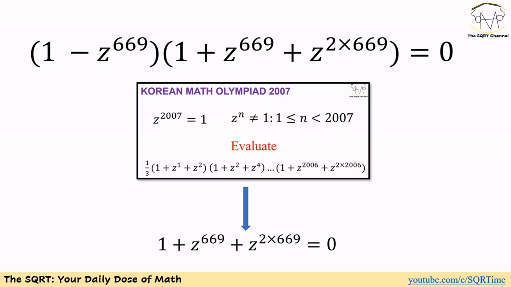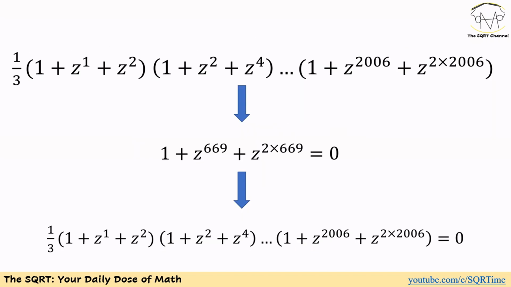So the second term, which is 1 plus z to the power of 669 plus z to the power of 2 times 669, should be equal to 0. From here, it's going to be very interesting. We have a product of many terms. One of the terms that we have here is actually 1 plus z to the power of 669 plus z to the power of 2 times 669, and we found that this term is going to be 0. So the product of all these terms is going to be 0 after all. And that's our final answer.